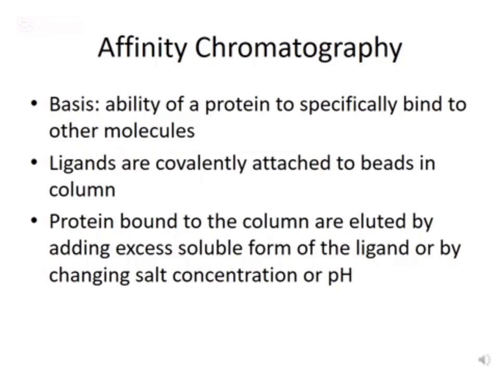After the protein is bound to the beads through the antibody, what happens is that we elute that specific protein by either adding an excess of the soluble form of the ligand, which is going to bind to the protein instead of the ligand that's bound to the beads, or by changing the salt concentration or pH, both of which are going to change the conformation of the protein or its ligand, or both, in which case the bond between the two would weaken, and that would cause the protein to elute out.